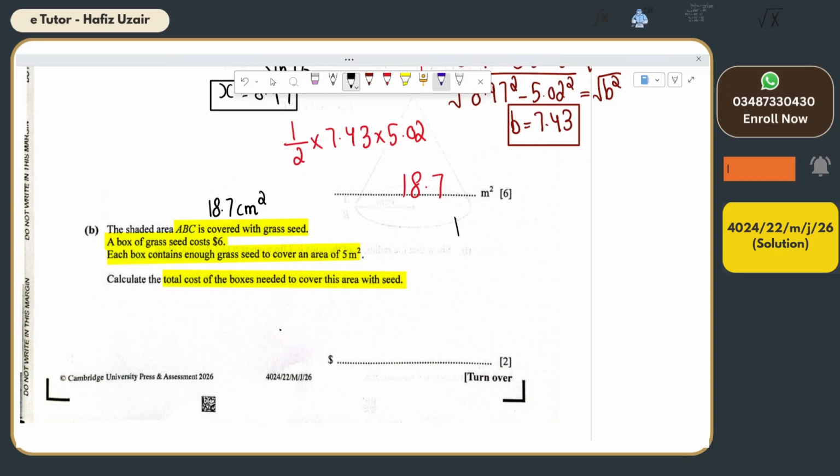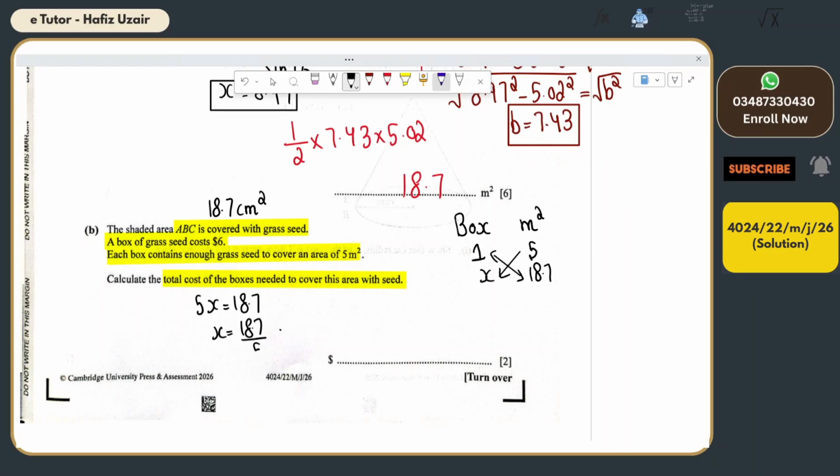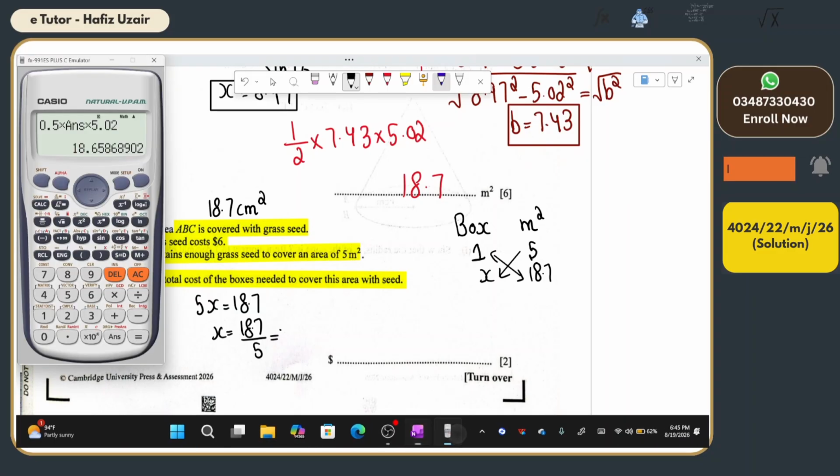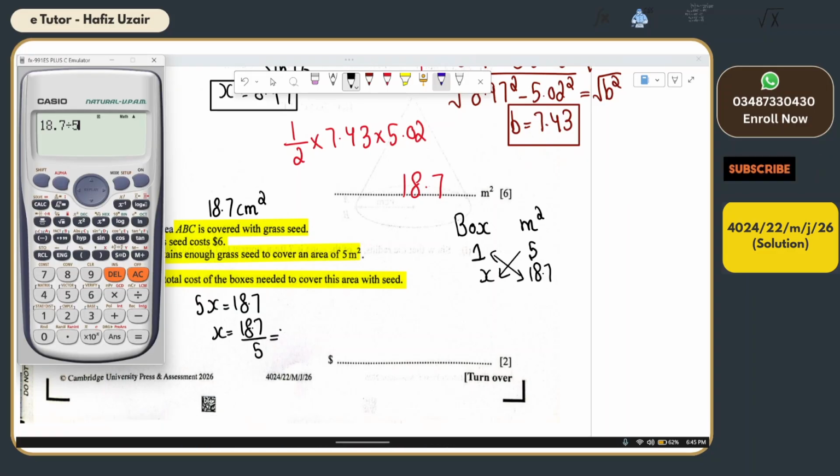Let's use proportion over here. Boxes are here and area is over here. One box covers 5 square units. The area over here is 18.7, and we need x boxes. Now just cross multiply these values. So 5x will be equal to 18.7, and x will be equal to 18.7 divided by 5. If we do 18.7 divided by 5, we will have 3.74.